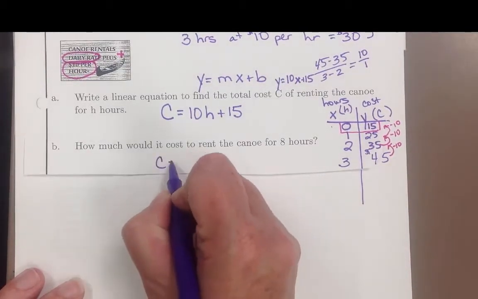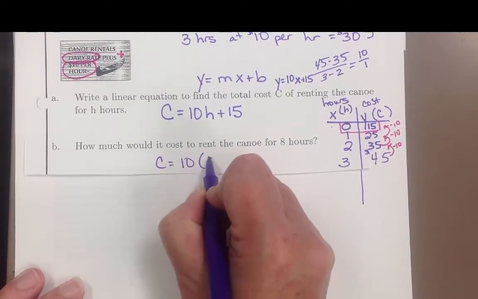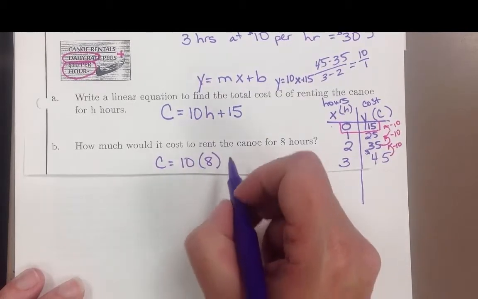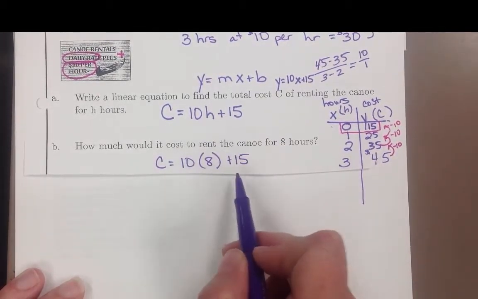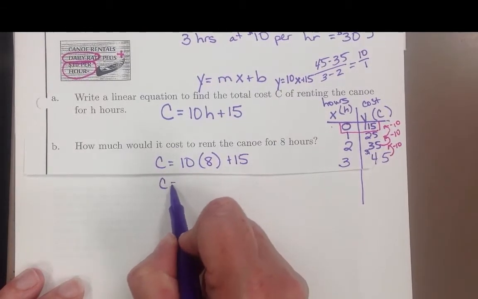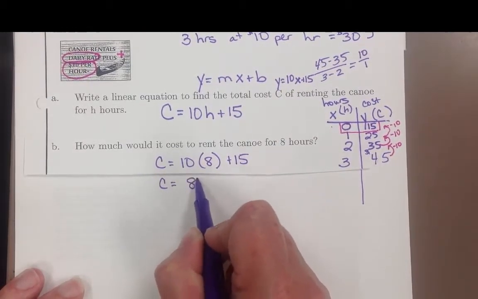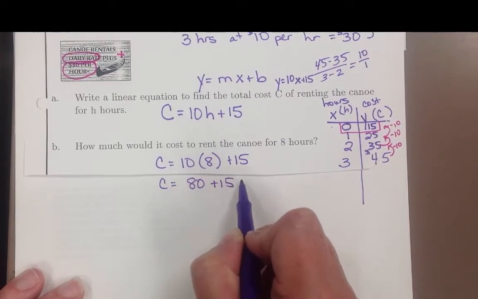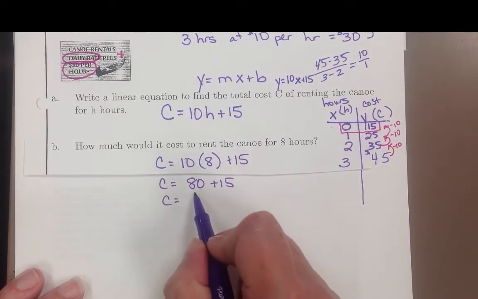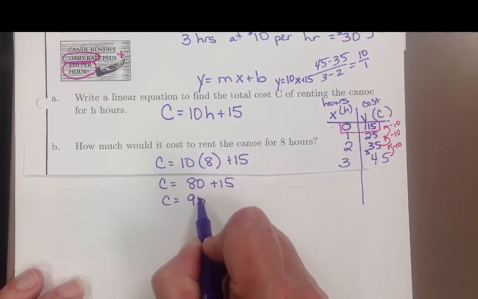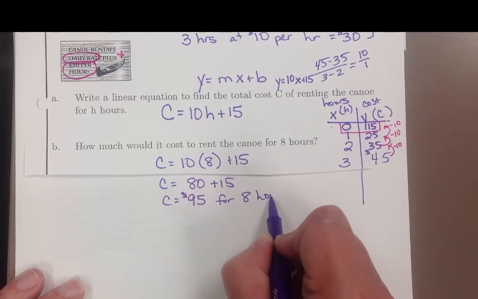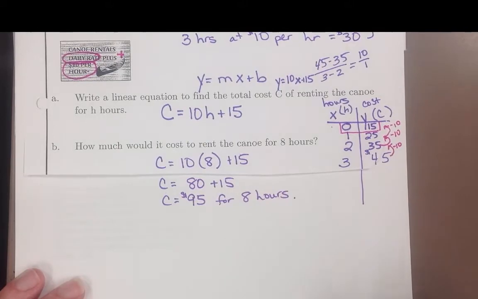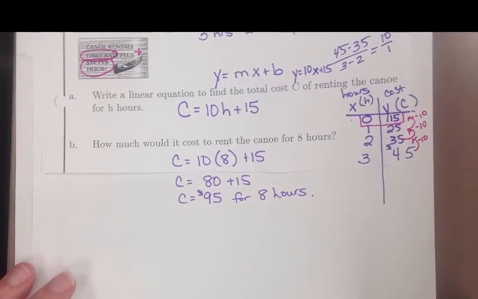So C equals 10 times 8 for hours plus 15. Order of operations tells us to multiply and then to add. So C equals 10 times 8 is 80 plus 15. C equals 80 and 15, $95 for 8 hours. Okay, let's work on to 2 more problems.